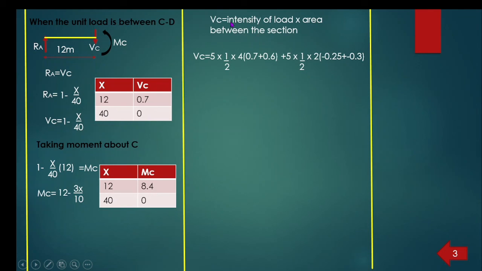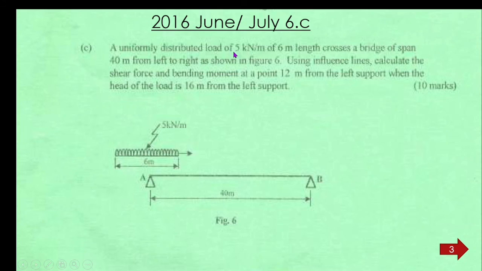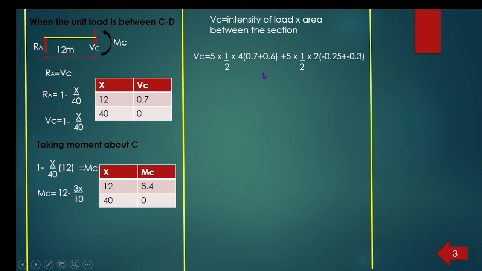Now, remember, I've said it is the intensity of the load. From the question, our intensity of the load was 5 kilonewton per meter. Then the ordinate now. For the first case, we have to use this ordinate and this ordinate. For x1, remember, it was 0.7. And also x2 is 0.6 for this case.